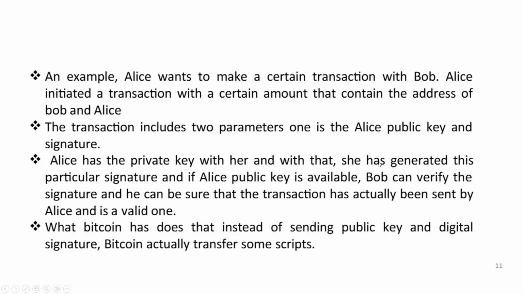And on the other hand, Bob should verify who really sent me that money. If Alice's public key is available, along with the account number and email ID, then Bob will know that I am the one who sent the mail, right? So Bob can verify the signature and be sure that the transaction has actually been sent by Alice. Number one, first point. Second one, it is a valid one.